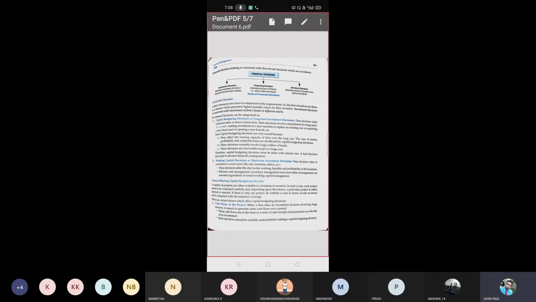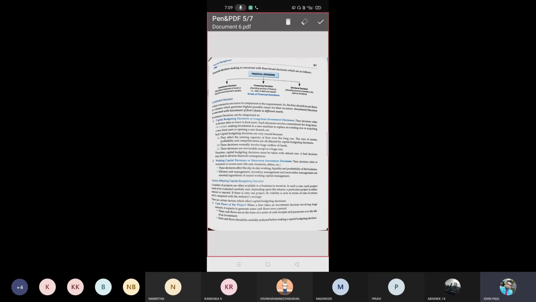Yes, sir. So that investment we will call it as what? Working capital investment, working capital. So now we are about to discuss working capital decisions. These decisions affect day-to-day liquidity and profitability of the business. Efficient cash management, inventory management, receivable management are essential ingredients of sound working capital management.